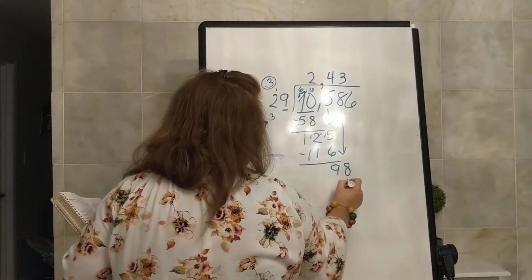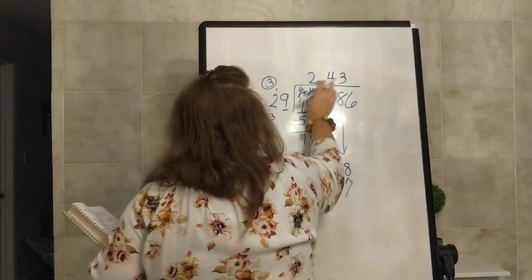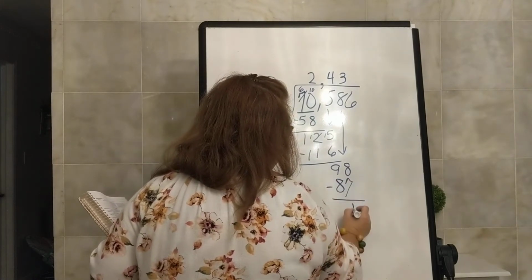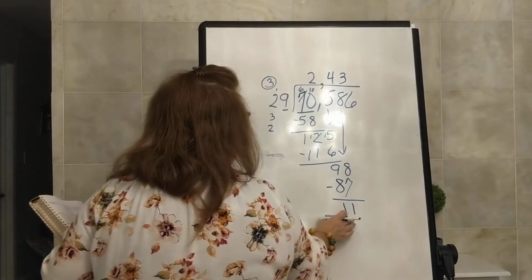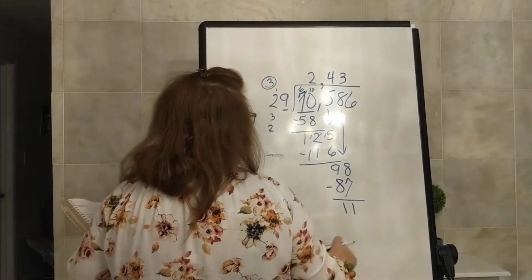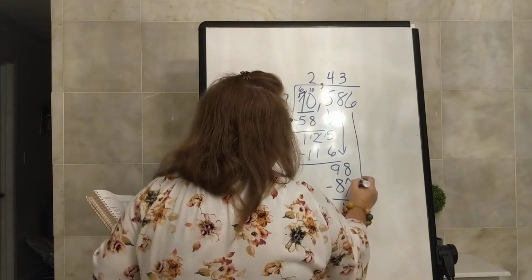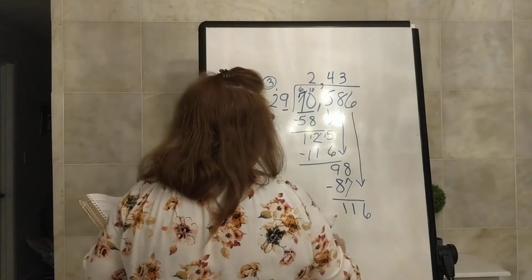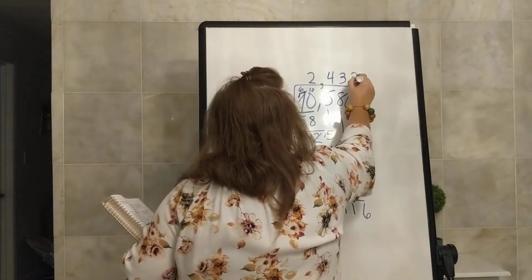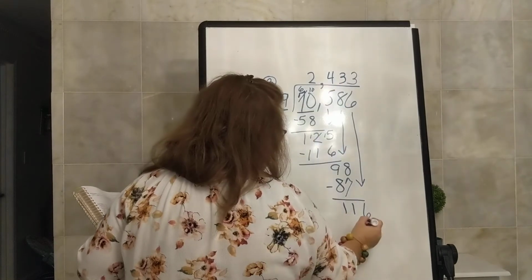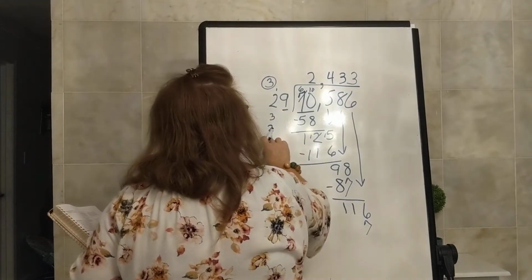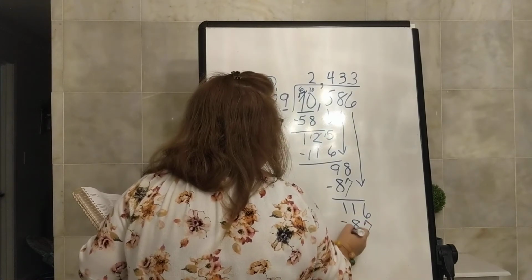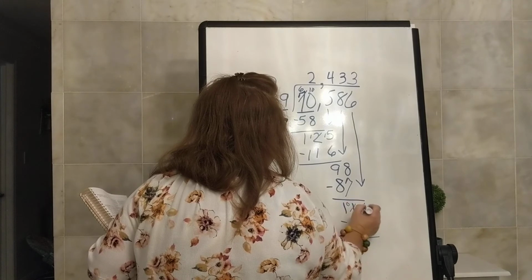9 times 3 is 27. Put 7 down, carry our 2. 3 times 2 is 6, plus 2 is 8. We subtract. 8 minus 7 is 1. 9 minus 8 is 1. We compare. Is 11 smaller than our divisor 29? It is. We bring down our next digit, which is a 6. How many times can 3 go into 11? 3 times 3 is 9. We're still going to try that one. 9 times 3 is 27. Put 7 down. Our 2 is already here. 3 times 2 is 6, plus 2 more is 8. We subtract. Is it going to work? I believe it is. Put our 0.